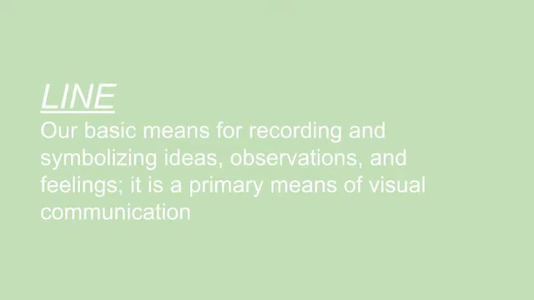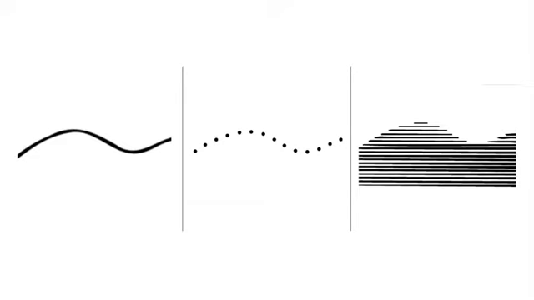Our very first basic element that we're going to talk about is line. Line is our basic means for recording and symbolizing ideas, observations, and feelings. It is a primary means of visual communication. Before anybody can paint, they need to learn how to use lines to do sketches and drawings.